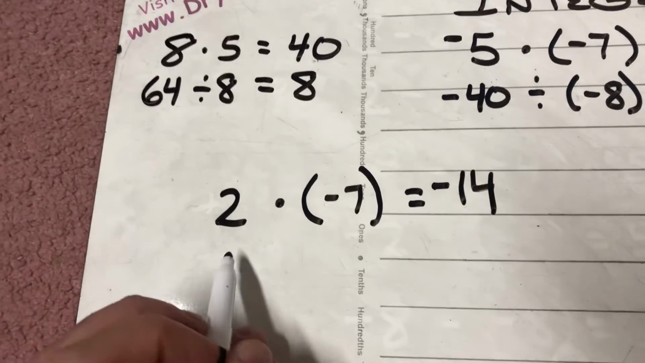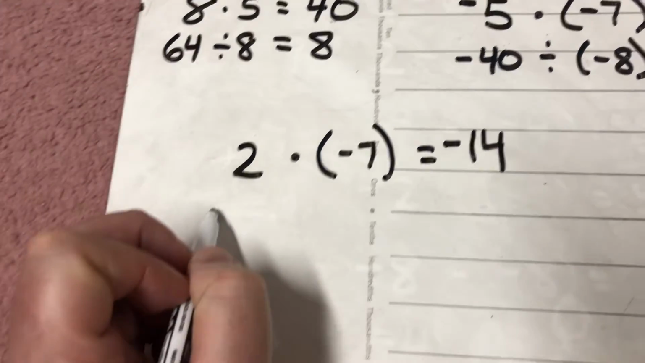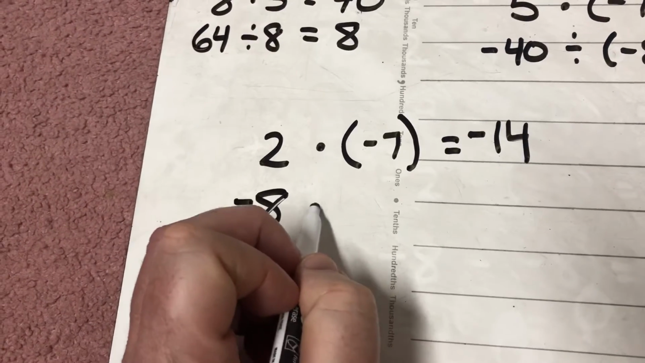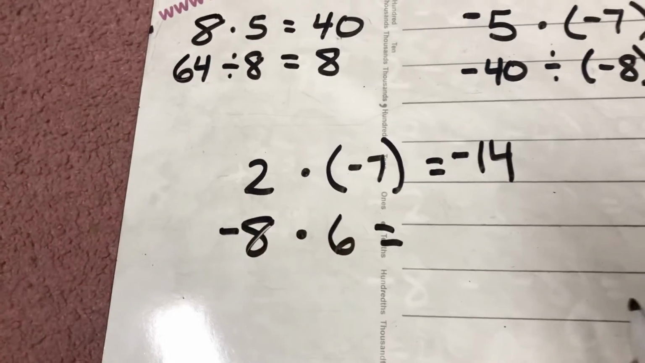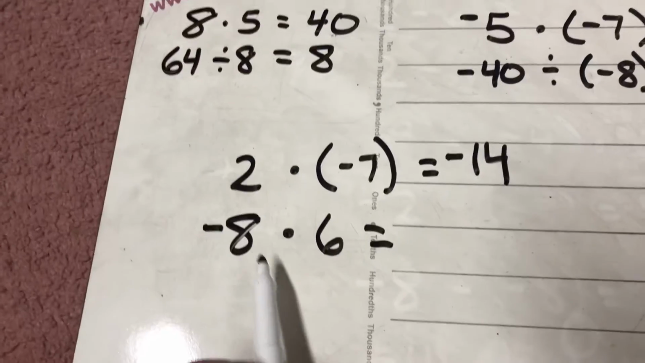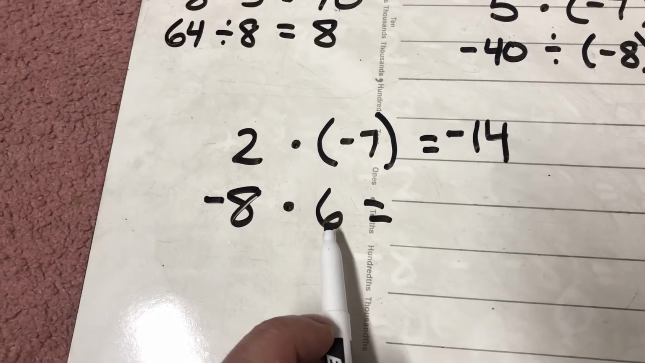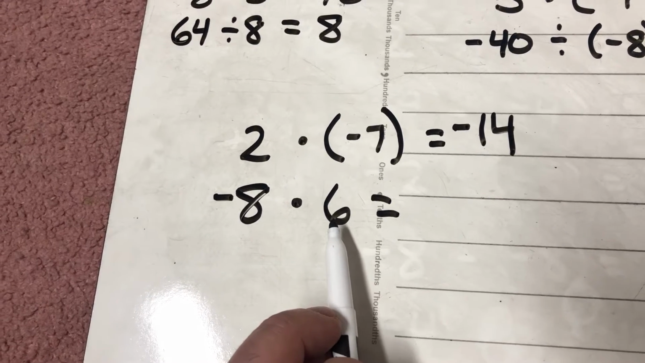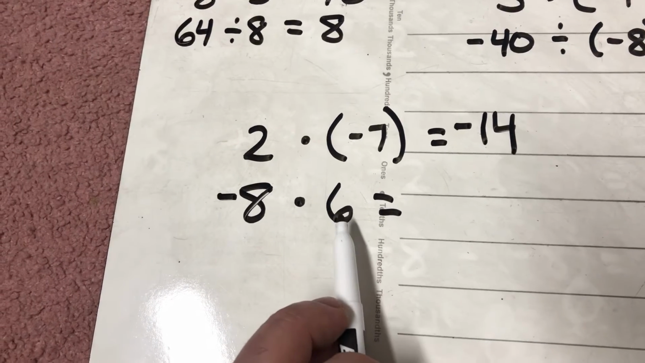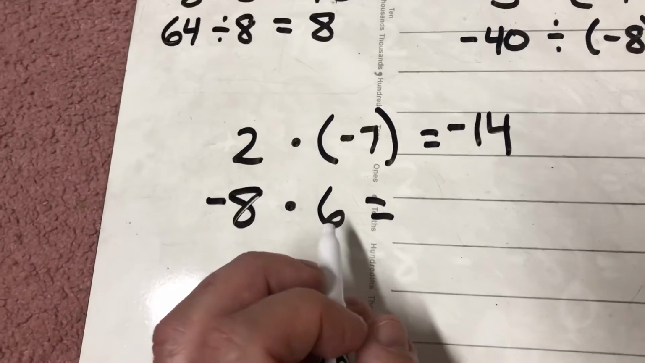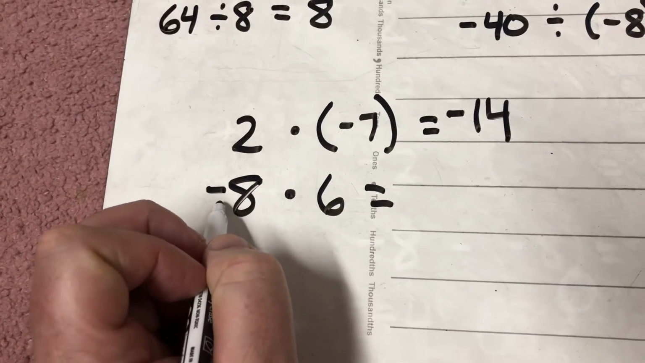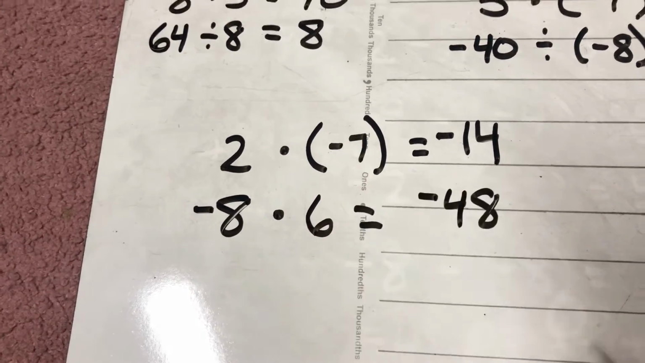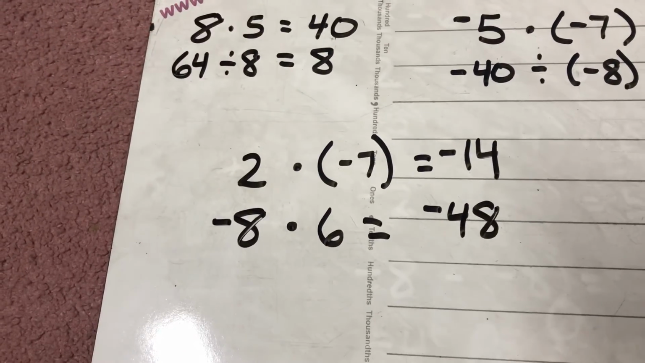It also doesn't matter whether it's the first number that's positive or negative. Let's say that I have a negative 8, and I'm multiplying that by 6. The first number is negative. The second number is positive. Negative 8 times 6. Well, I know that 8 times 6 is 48, but since the first number is a negative and the second one's a positive, I know that my final product has to be negative, negative 48.